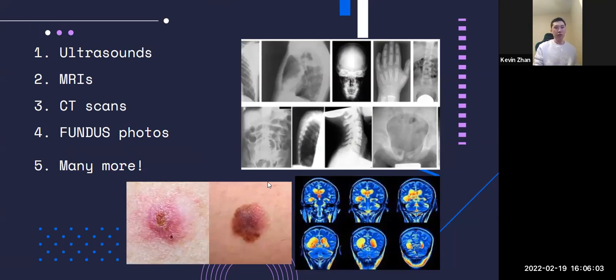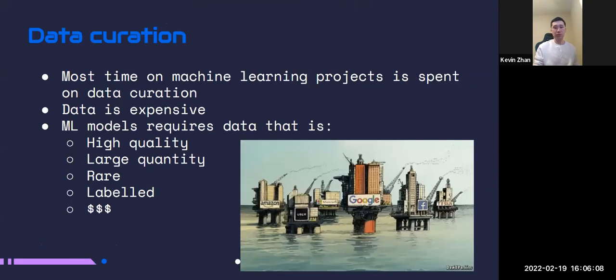Now that we know what medical imaging looks like, we'll get into why it is important. In fact, most of the time for machine learning projects is spent on data curation or processing the data, getting the data, all things like that, getting ethics approval. I believe there was a paper that said for most projects, 80% of the time is spent on data curation and 20% on model development. So data is expensive, especially medical imaging data.